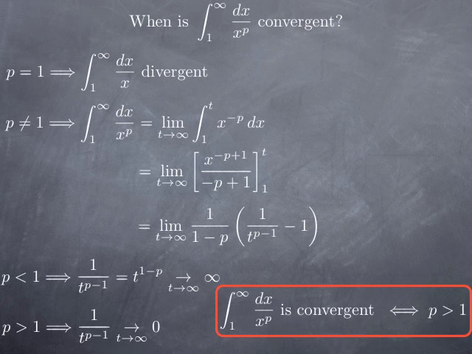So what we have seen is that this integral is going to be convergent exactly if p is greater than 1. If p is less than or equal to 1, it's going to be divergent.